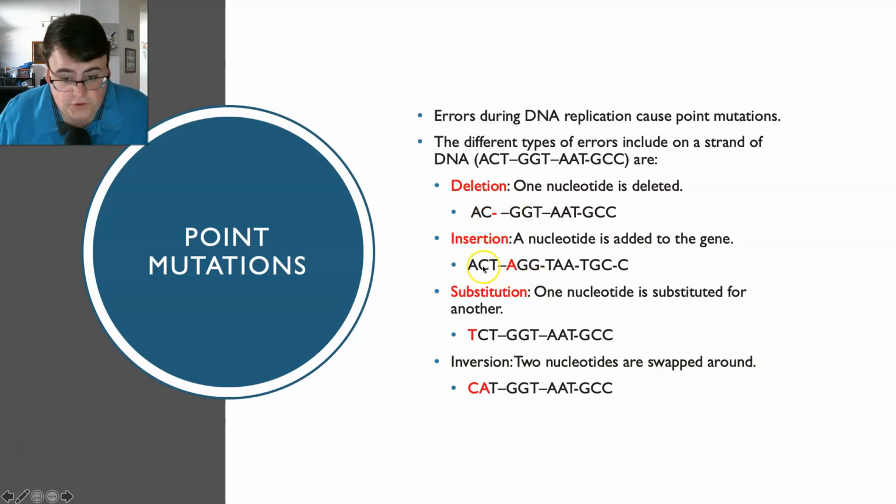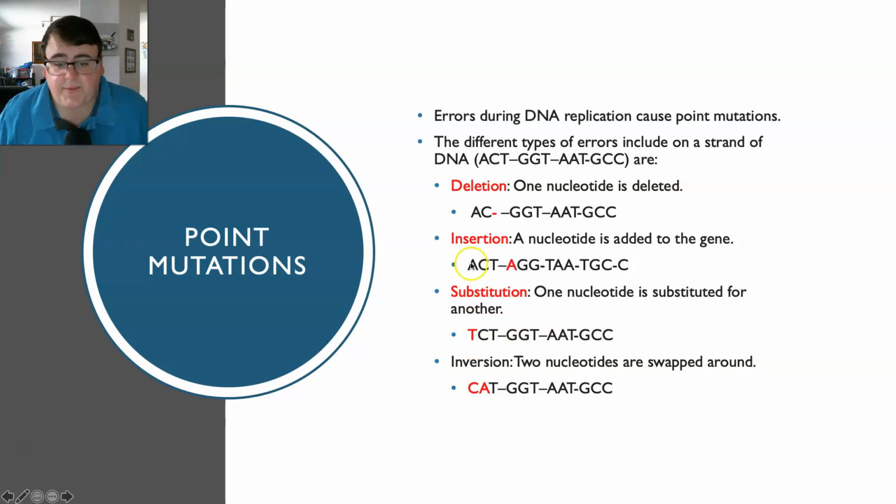We also have insertions. So in this case, we've inserted an A. An extra nucleotide's been added during DNA replication. Now we've got ACT, AGG, TAA, TCC, and then we have one nucleotide left to start a new codon, but nothing else. So again, this has shifted every codon, basically by one, from the point of the insertion. So again, major changes.